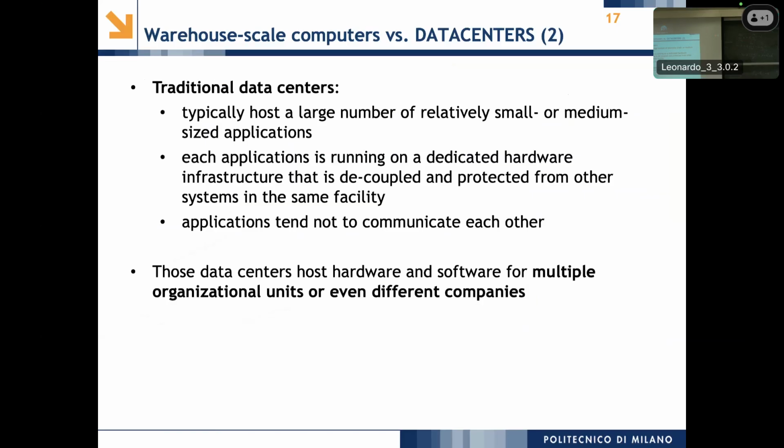And usually in this small size data center, you have one application, one server, okay? The reason is that if you collocate two applications on the same server and one application fails, the second application also fails, right? If one application has a memory leak, sooner or later you saturate the memory of the physical machine, and the second application crashes too, right? This is what happens.